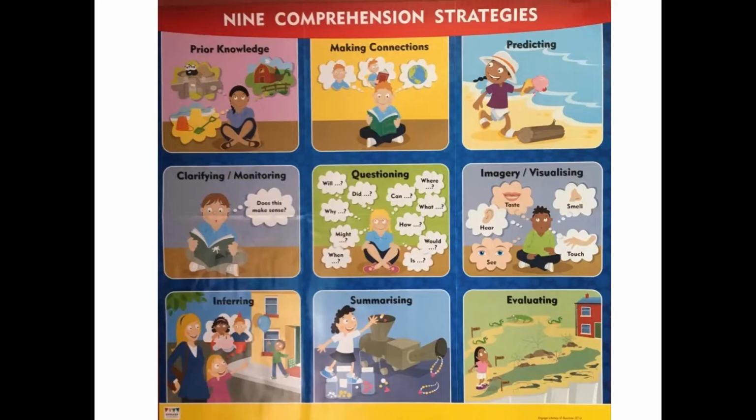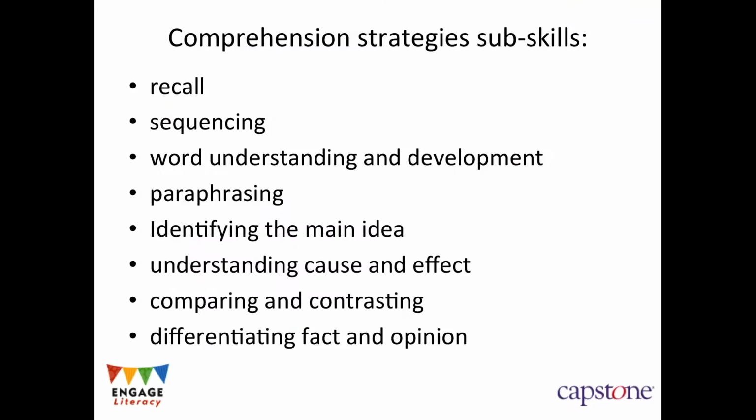Non-fiction texts also provide an excellent platform to teach comprehension strategies such as using prior knowledge, making connections, predicting, clarifying and monitoring, questioning, visualising, inferring, summarising and evaluating. There are a number of comprehension sub-skills that underpin the major comprehension strategies. These can also be developed. These skills include recall, sequencing, word understanding and development, paraphrasing, identifying the main idea, understanding cause and effect, comparing and contrasting, and differentiating fact and opinion.